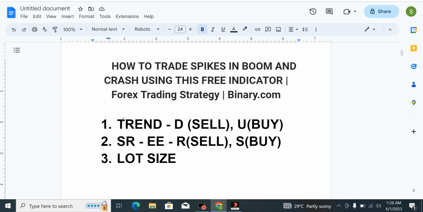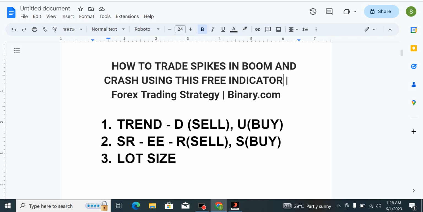Like I've always been telling you, your trend is always important. Once you know the right trend to trade an asset, then you will be able to milk the market successfully, because you will know when to go into the market and when to stay out. For instance, if we are trading spikes in boom, that means the market must be on an uptrend. And if we are trading spikes in crash, that means the market must be on a downtrend. That is the only time we can maximize our profit from that particular session.